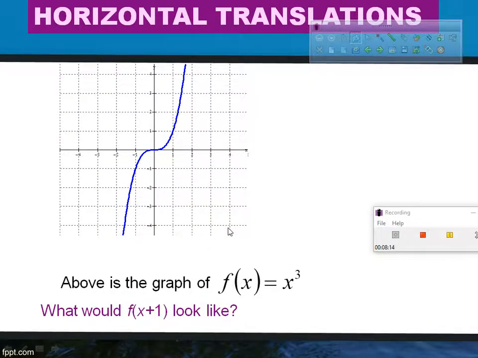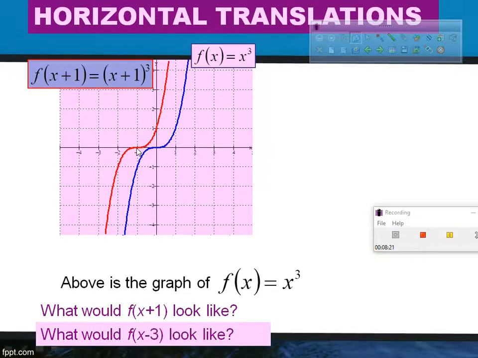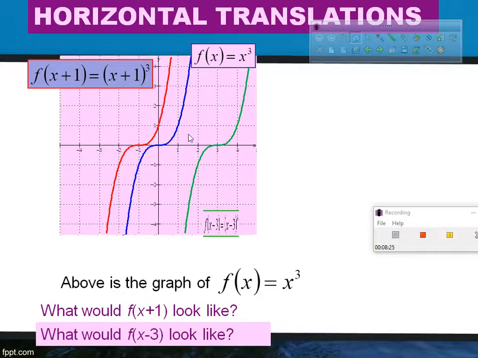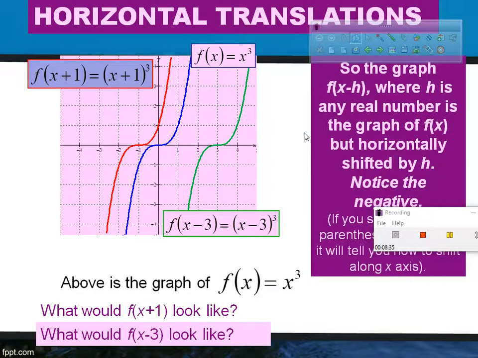If I were to tell you to take that function and do plus 1 on the inside, then it would simply move that shape to the left 1. If you had f of x minus 3 inside the function, then you would simply take that shape in green and move it to the right 3. So anytime you have it inside the function, always do the opposite, and it moves left or right. And we're going to go over all those rules again at the very end.